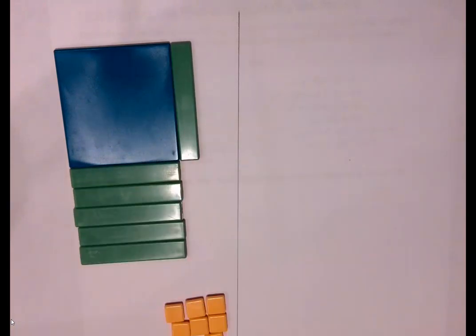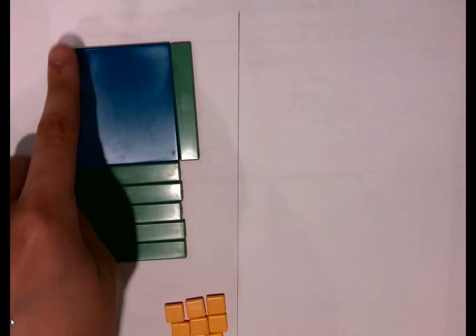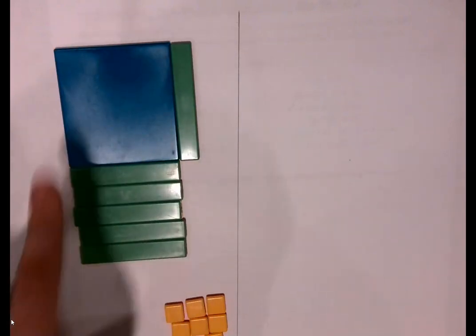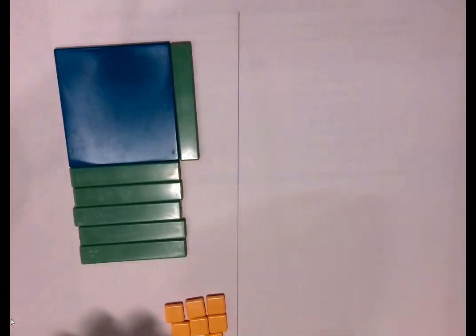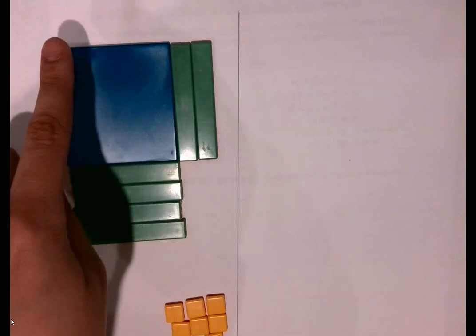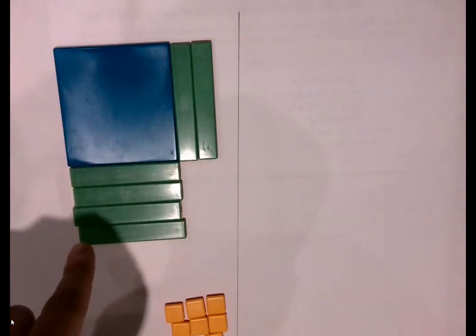Sometimes what I have my students do is just move one piece at a time. So right now I have x plus 1 times x plus 5. The side and the top are not equal, so this is not a square. If we move one more piece, that's x plus 2 times x plus 4, which again is not a square.